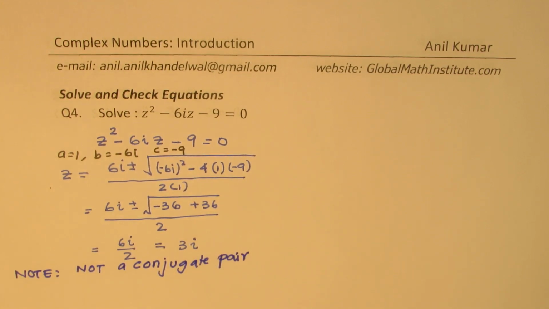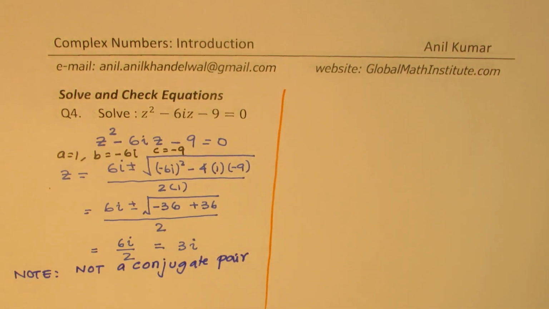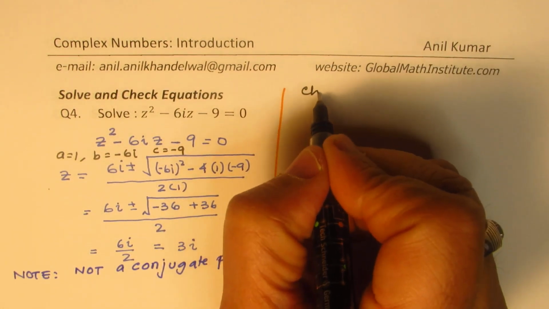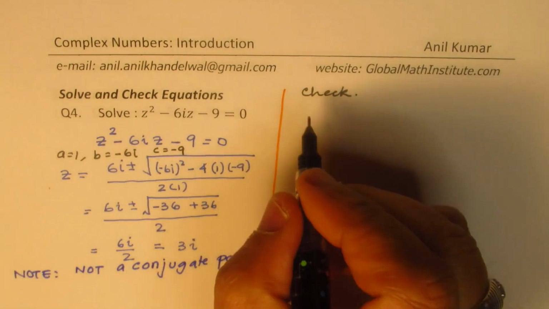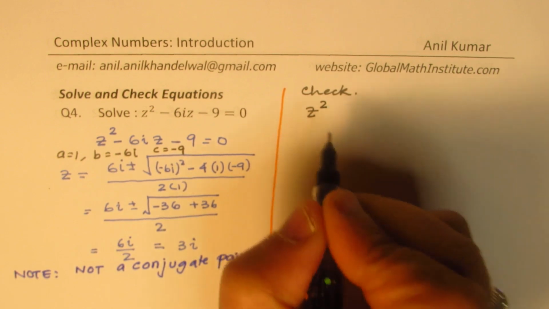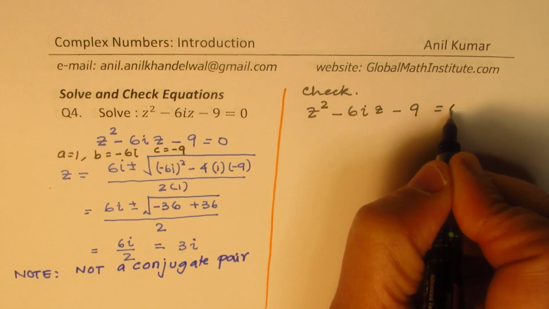Do you see that? So sometimes if our equation is as shown here, we may get a solution which will have just one number, which is a complex number in this case, as a solution of our quadratic equation. And this happens to be a pure complex part. Now let's check this solution. So I'll write 3i for z. So we are going to check by substituting the value in z squared minus 6iz minus 9 equals to 0.